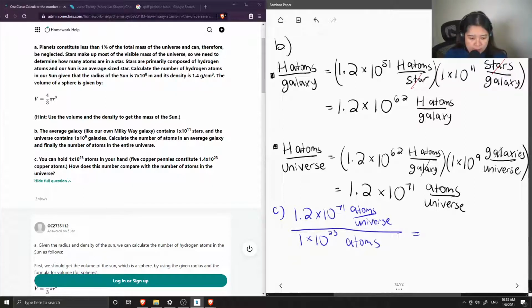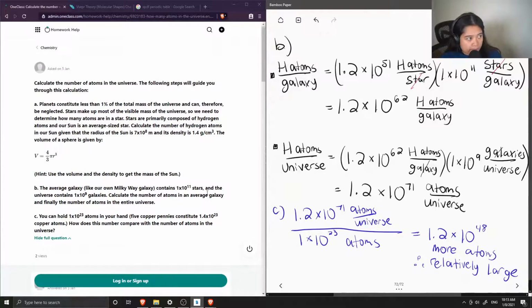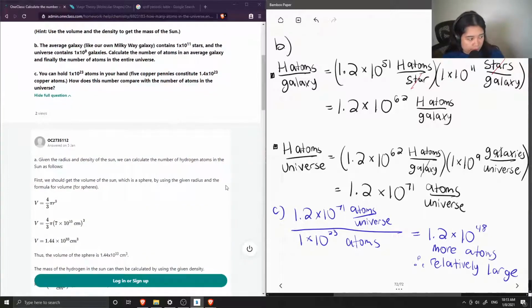And you still get a pretty high number. Maybe 1.2 times 10 to the 48 more atoms. It's a pretty large number to compare, therefore relatively large. Okay, so pretty long multi-step question, but we figured out how many atoms are in the universe.